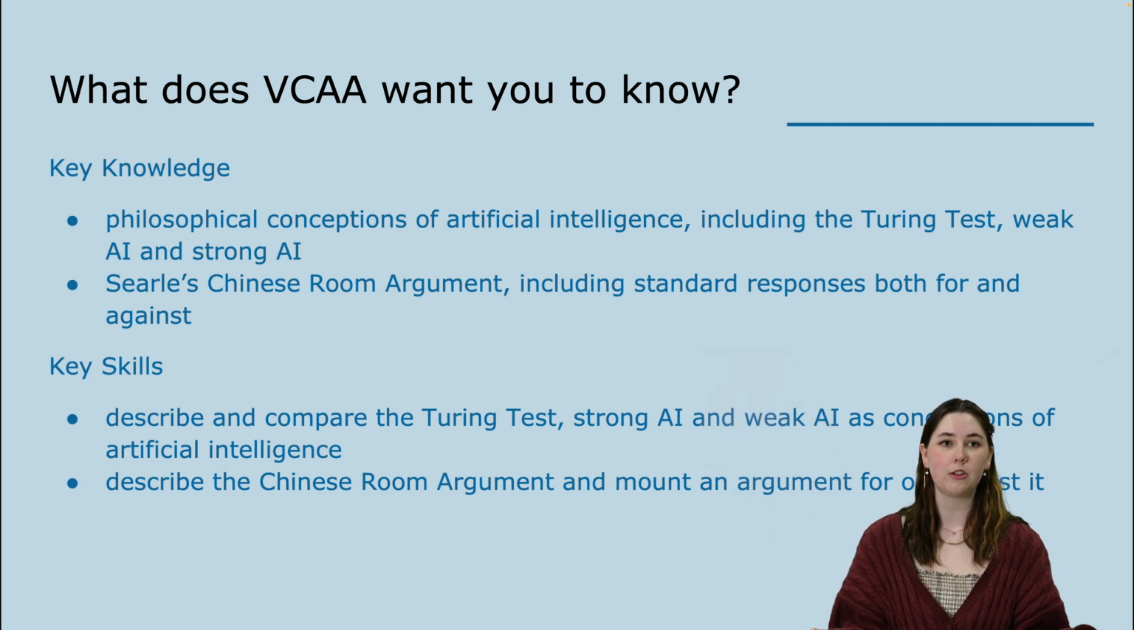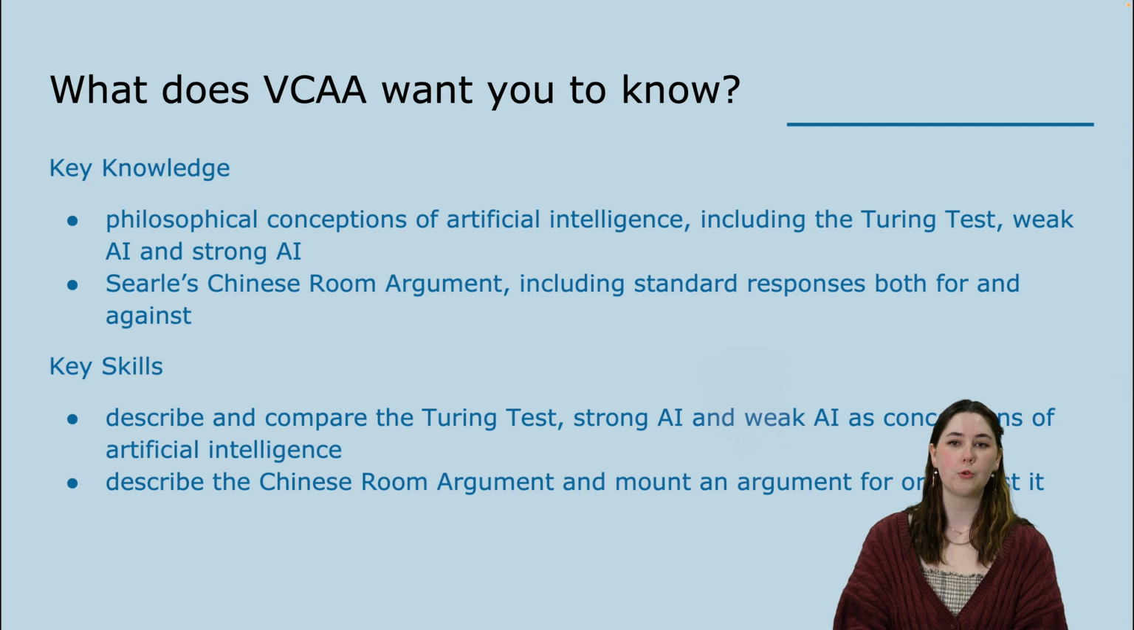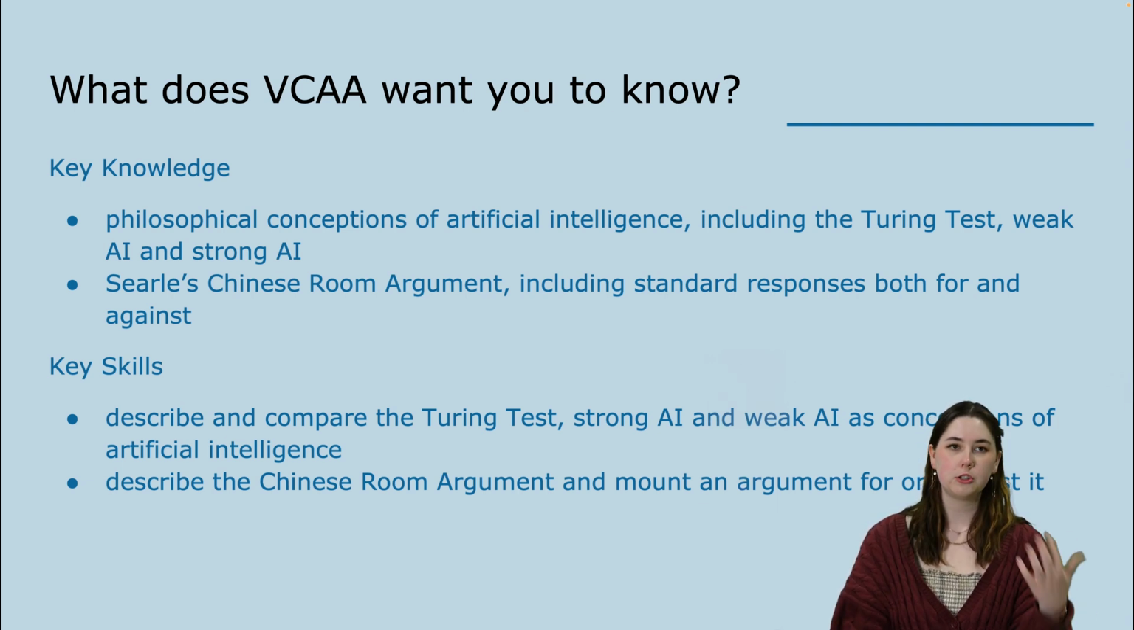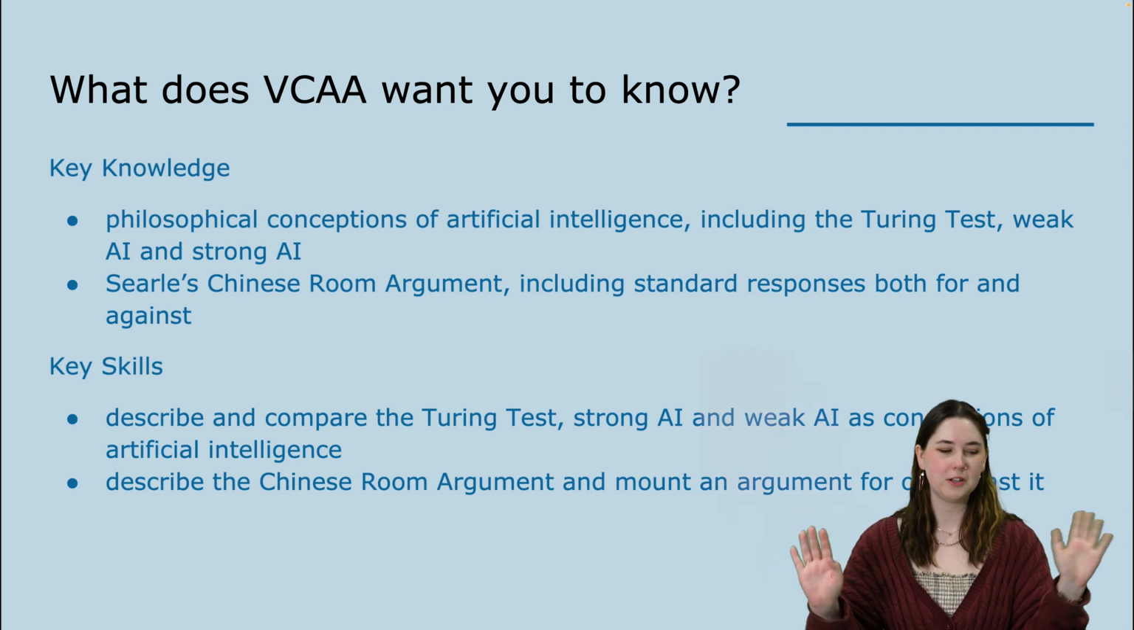And then for key skills, we need to describe and compare the Turing test, strong AI, and weak AI as conceptions of artificial intelligence, which again we'll cover in a second. And then we need to argue for or against the Chinese room. So we need to describe those arguments, which I feel like that's a bit repetitive, but sure, VCAA.